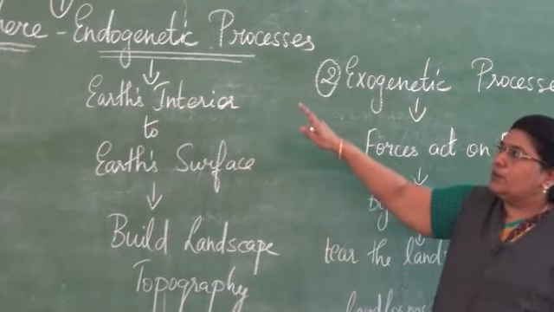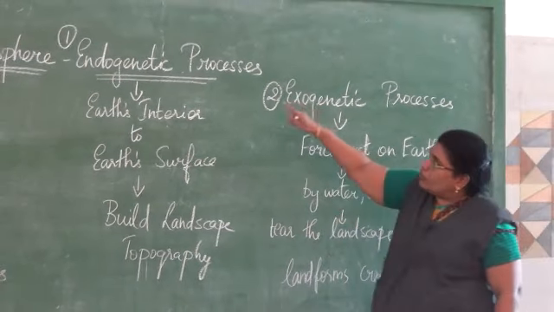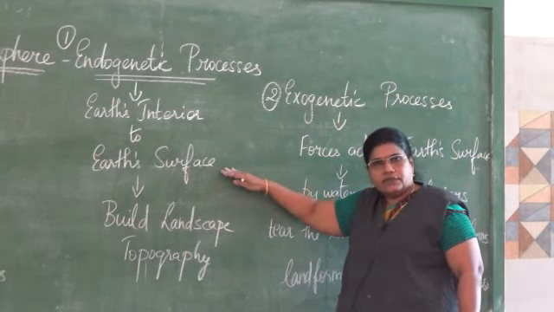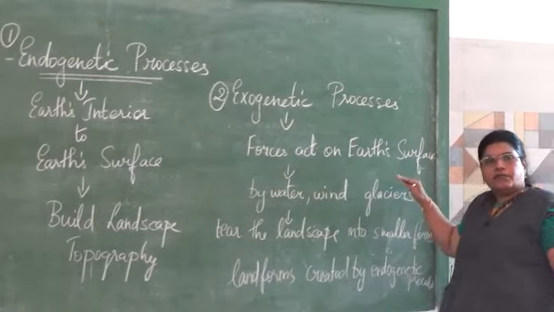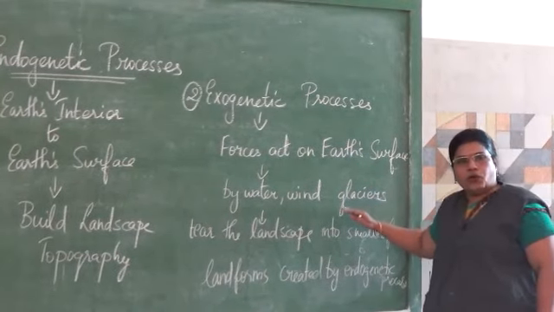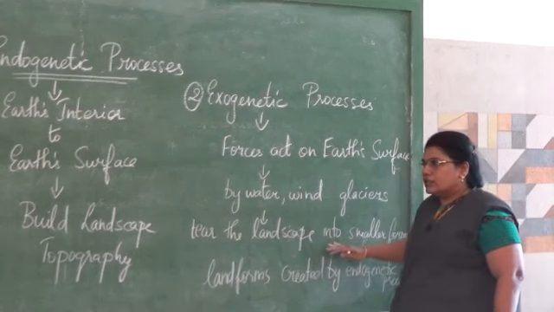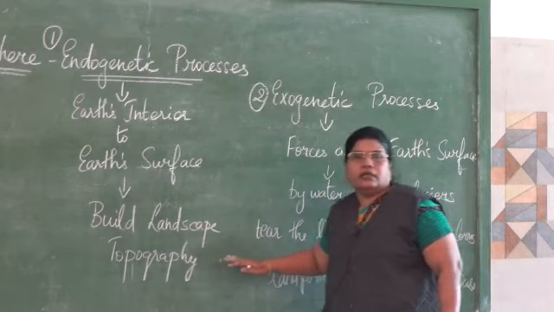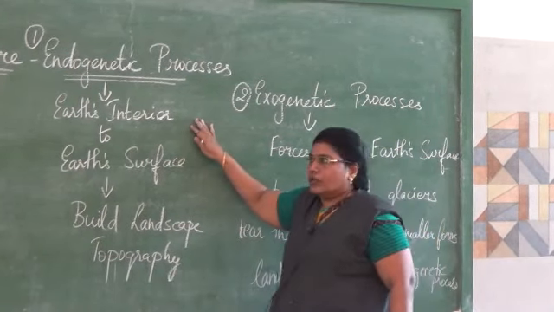So there are two processes that act on the earth: endogenetic process from the earth's interior to the earth's surface, and exogenetic process, that is the external forces like wind and water that act on the surface of the earth to disintegrate all the landscapes and the topography that is formed by the endogenetic processes.